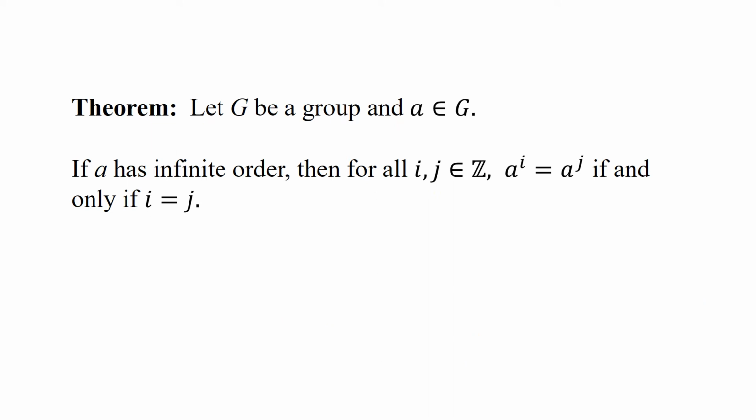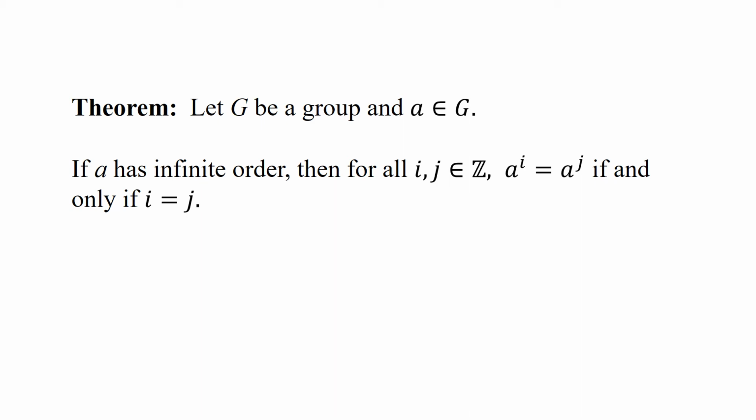Up until now, we haven't really seen anything that we had not already seen when we were talking about the symmetric group. Let's look at what happens now if I have an element of infinite order. So I assume I have an element of the group of infinite order. What I can say then is that if I take two powers of a, a to the i and a to the j, then those two elements in my group will be equal if and only if their exponents are equal.